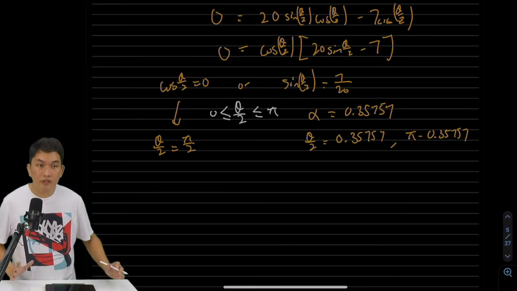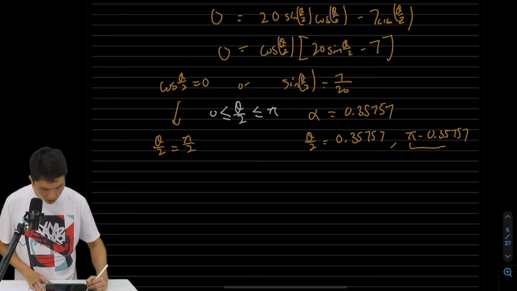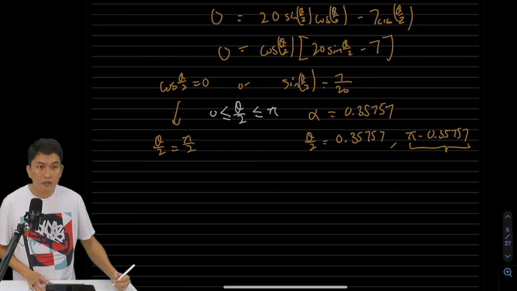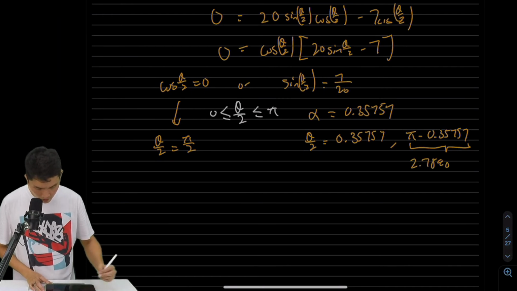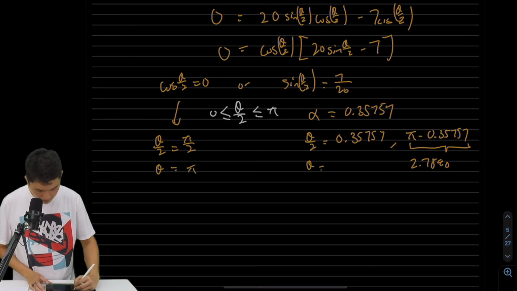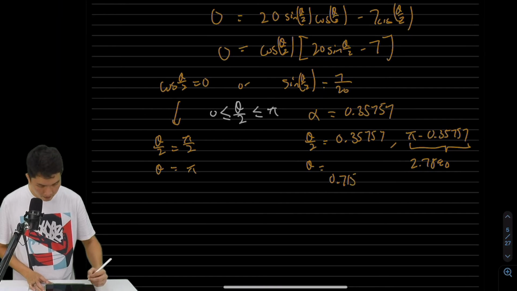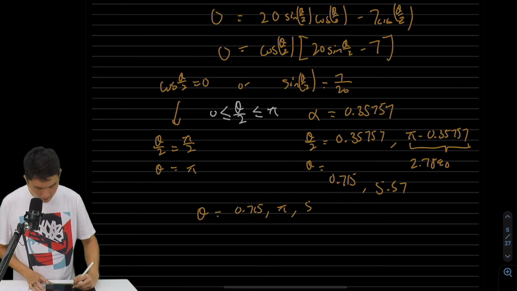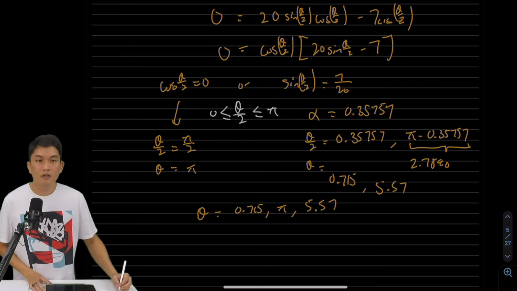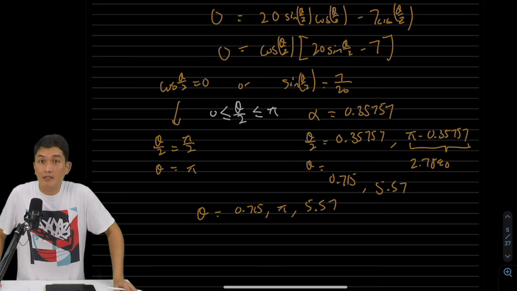Alright, and rearranging everything, this actually is equal to 2.7840. Okay, which means theta is going to be pi times 0.71523 (to 5 s.f.), and the other one is 5.57. So theta equals 0.715 pi, or 5.57. Okay, that is the answer for part A.